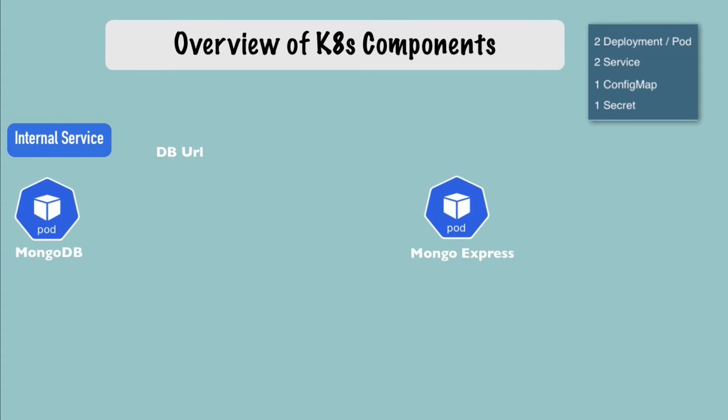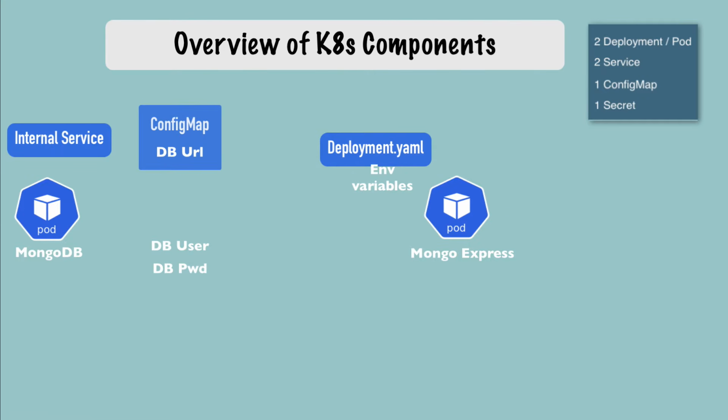One, we're gonna need a database URL of MongoDB so that MongoExpress can connect to it. And the second one is credentials, so username and password of the database so that it can authenticate. So the way we can pass this information to MongoExpress deployment is through its deployment configuration file through environmental variables, because that's how the application is configured. So we're going to create a ConfigMap that contains database URL, and we're going to create a secret that contains the credentials. And we're going to reference both inside of that deployment file.